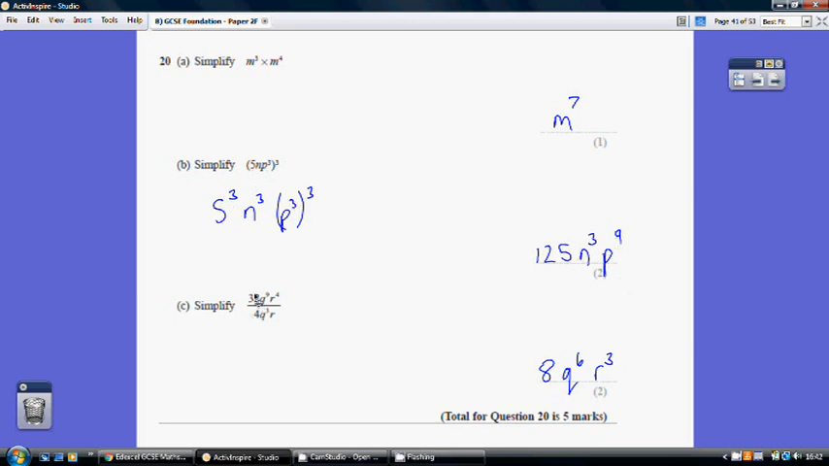Now for part C, I just work my way along, starting off with the normal numbers. 32 divided by 4 is 8. q to the power of 9 divided by q to the power of 3. Well, when we're dividing, we subtract the powers. 9 take away 3 is 6. And then again, when we're dividing, we subtract the powers. r on its own is r to the power of 1. So when subtracting the powers, this is 4 take away 1, which is 3. So r cubed.